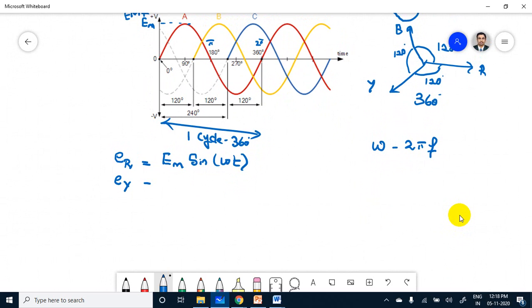EY is equal to EM sine of omega t minus how much angle for Y? In the place of x of n, what is the angle? For R, it starts at 0. For Y, the angle is what?